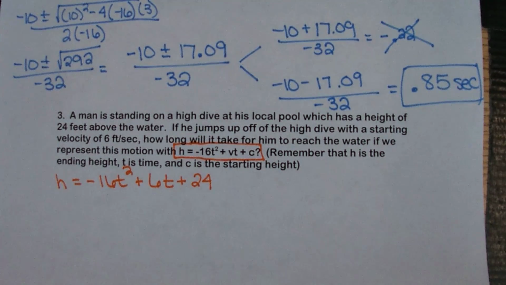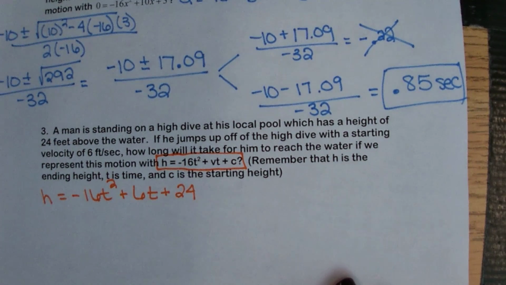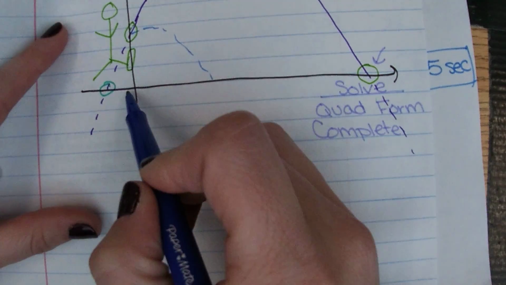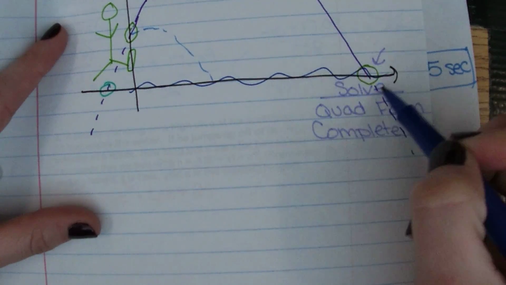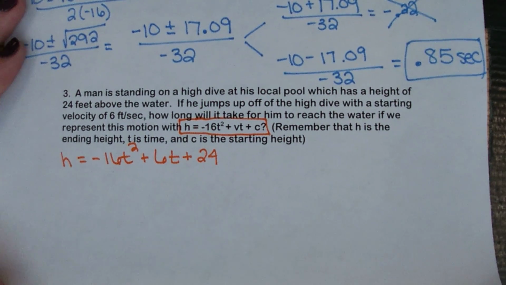Okay, now, assuming that the water isn't like buried in a deep hole or anything like that, right? The pool is, but the top height of the water is basically ground level, right? Where he hits the pool is going to be where we have a solution, where we have an x-intercept, right? The pool water's here. So where he hits it is our x-intercept. So now all we need to do is solve this.